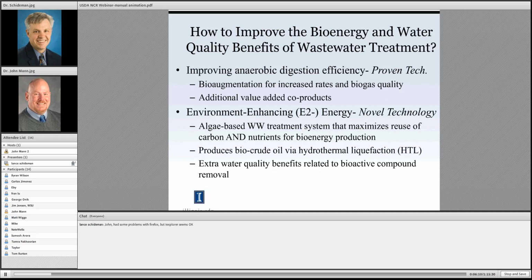And then finally, we've tried to design that system so it also maximizes water quality benefits. And one of the ones I'll highlight today is with respect to bioactive compounds like pharmaceuticals that are in our wastewater streams and estrogen products that have some undesirable, unintended byproducts and effects.